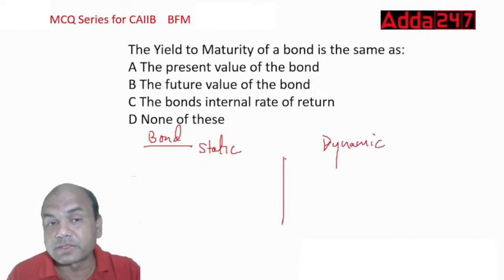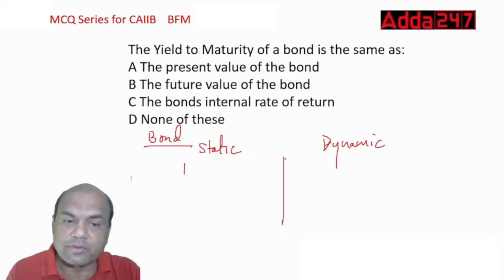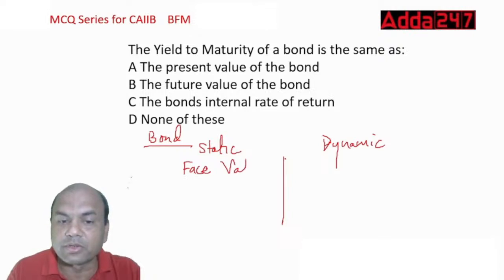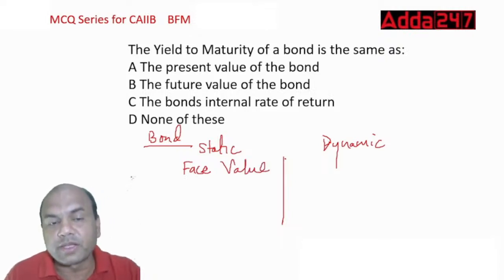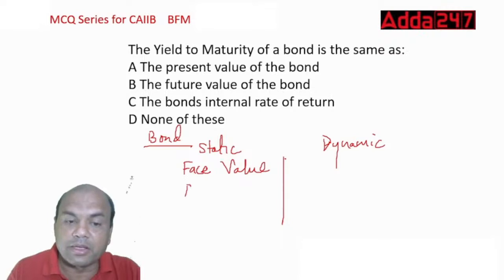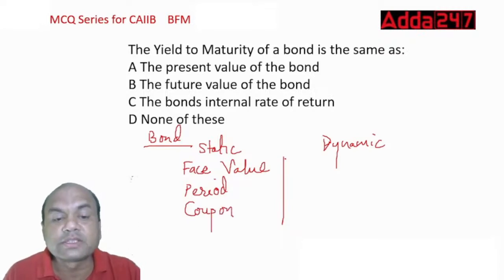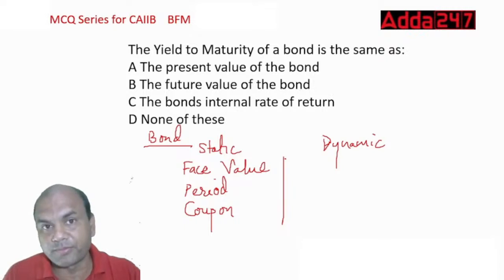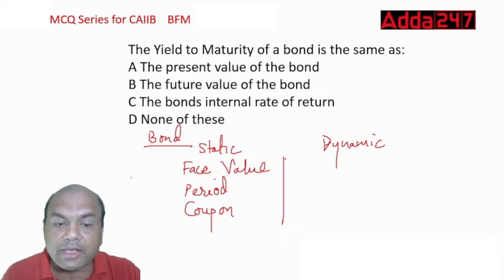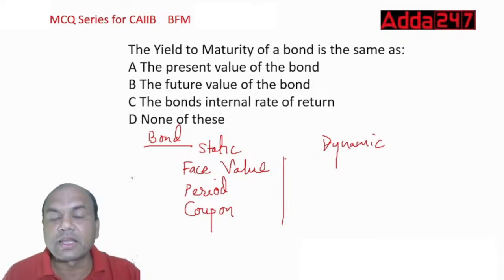Now which ones are the static ones? Remember this. Face value, or it is also called par value. Some books call this par value. Then second is period, N. And third one is coupon. What is coupon? Coupon is a fixed interest which I will be paying on that bond. If you compare this with FD, the rate of interest which your bank gives is known as coupon. So these 3 are static.